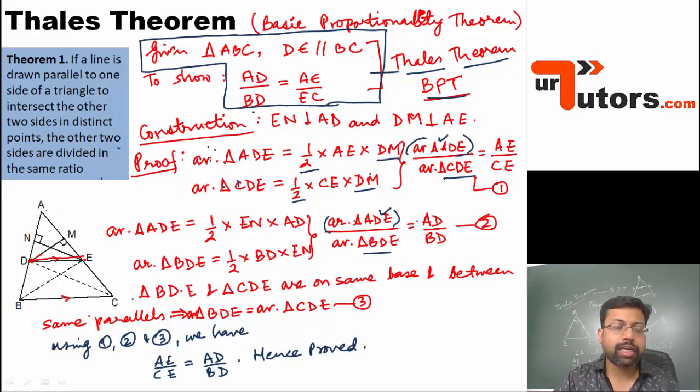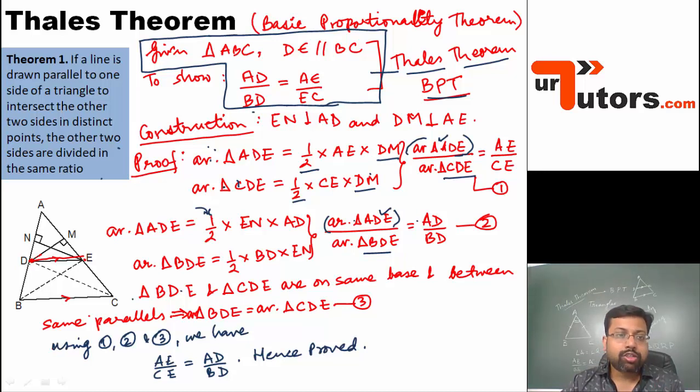Again, coming back to the triangle ADE, we have its area equal to half into EN into AD. This is another way of finding the area of the triangle ADE because this is the second perpendicular, which is EN. Now, similarly, triangle BDE's area will be half into EN into BD. Now, take the ratio of these two areas and you get area of triangle ADE by area of triangle BDE is equal to AD by BD.